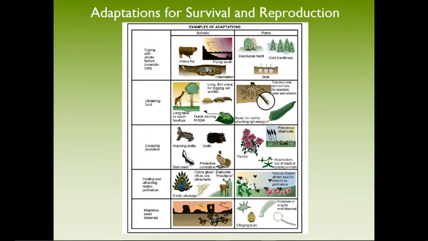There are many adaptations for survival and reproduction that animals evolve over time. This is a chart of a couple examples of adaptation, such as escaping predation and finding food. I'm not really going to go far into this, but if you want, you can pause the video and look at it.